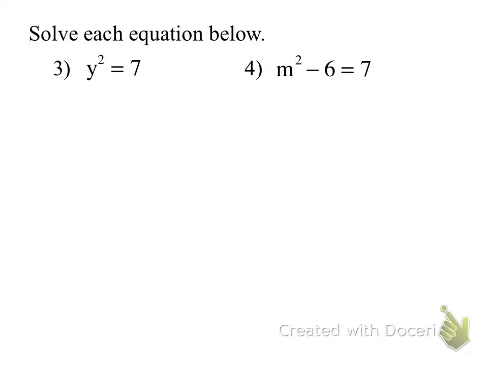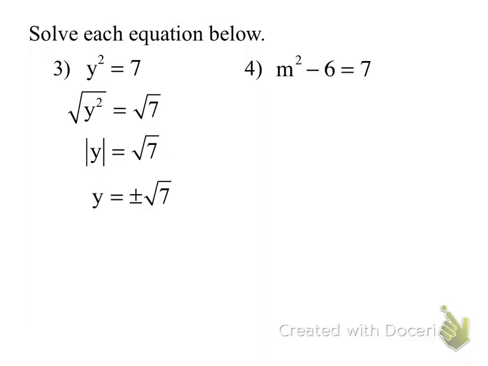Okay, next one. Anthony, what am I doing? You're going to root y squared? Root both sides of the equation. And then we get the absolute value of y equals, leave it in radical form. Don't try and estimate this unless it's a word problem. And so then I get y equals plus or minus 7, rad 7.